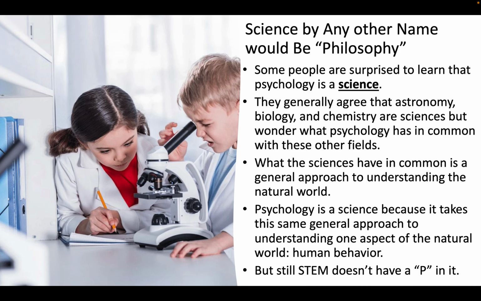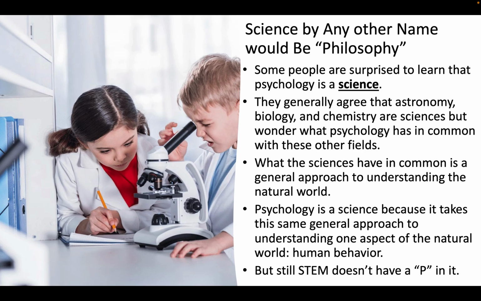Some people are surprised to learn that psychology is a science. They generally agree that astronomy, biology, and chemistry are sciences, but wonder what psychology has in common with these other fields. What the sciences have in common is a general approach to understanding the natural world. Psychology is a science because it takes the same general approach to understanding one aspect of the natural world, and that is human behavior. But still, STEM doesn't have a P in it.